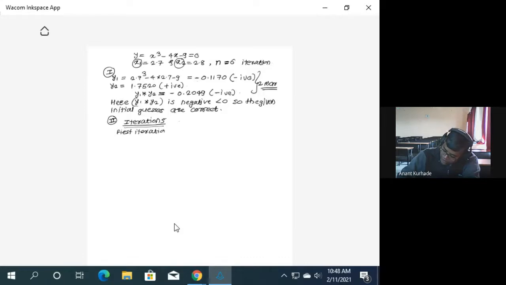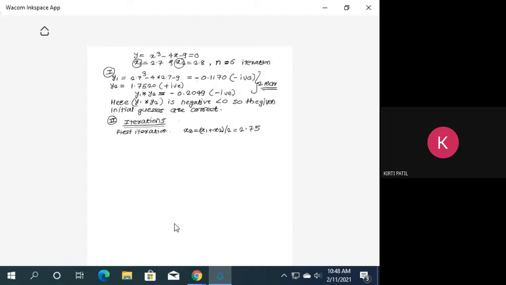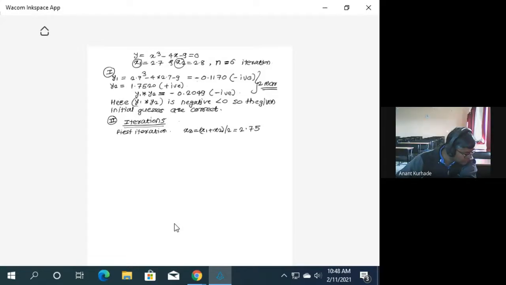Okay, first iteration, and calculate x3 is equal to (x1 plus x2) divided by 2. What is x3? Tell me. What is x3? 2.75. Is 2.75 correct?